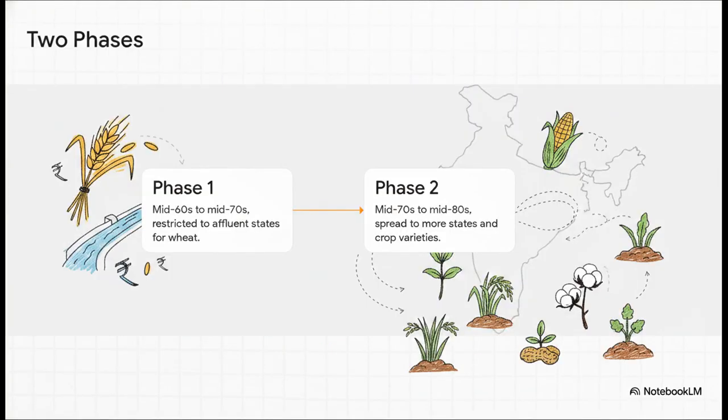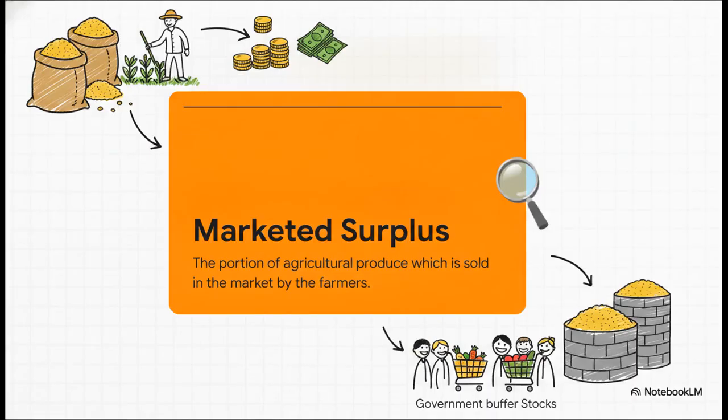Because these seeds were so high maintenance, the Green Revolution actually rolled out in two distinct phases. Phase 1, from the mid-60s to the mid-70s, was mostly restricted to the wealthier states that already had reliable irrigation setups, places like Punjab, Andhra Pradesh, and Tamil Nadu. And early on, it really mostly just benefited wheat. But then in Phase 2, stretching into the 1980s, things really took off. The HYV tech spread to a ton of other states and started supercharging a much wider variety of crops across the whole country.